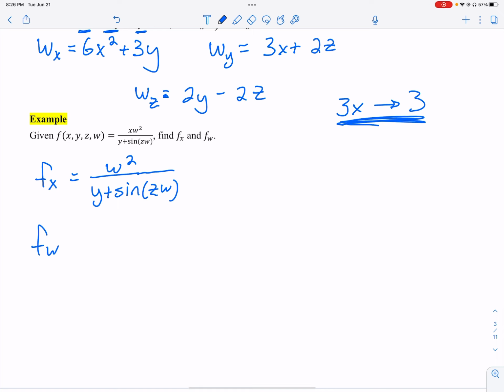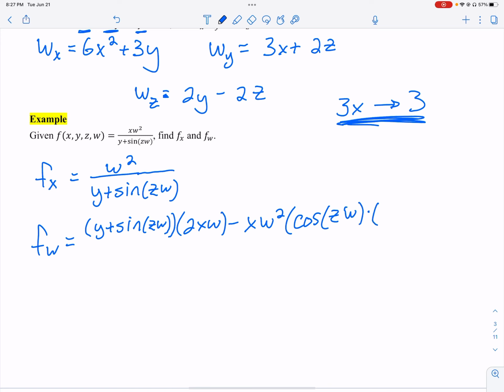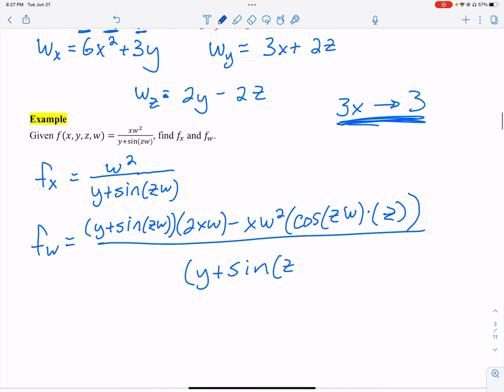They also want us to do f with respect to w. So the w, we're going to have to do a quotient rule. So low d high with respect to w, so we get 2xw, minus high, so xw squared, d low with respect to w, y is gone, sine becomes a cosine zw, and then I chain rule that, I have to multiply by a z because it was with respect to w. All of that over y plus sine zw squared.